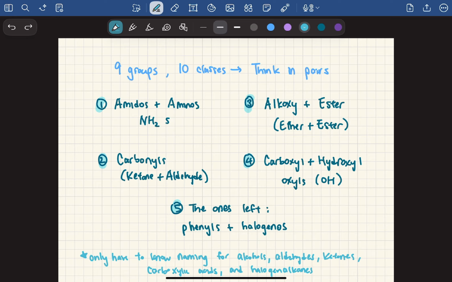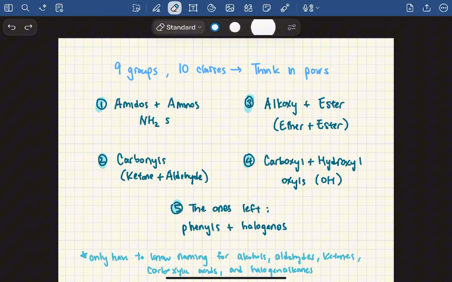So first are the NH2s, which are amido and amino, and then carbonyls, so these are ketone and aldehydes, since carbonyls is the big group. And number 3 are alkoxyl and ester, so these are grouped together because the names of their classes are ether and ester, so very similar. And number 4 is carboxyl and hydroxyl, so they're the oxyls, and since they both have hydroxides in them. And lastly, they're just the 2 ones that are left, which are phenols and halogenos.